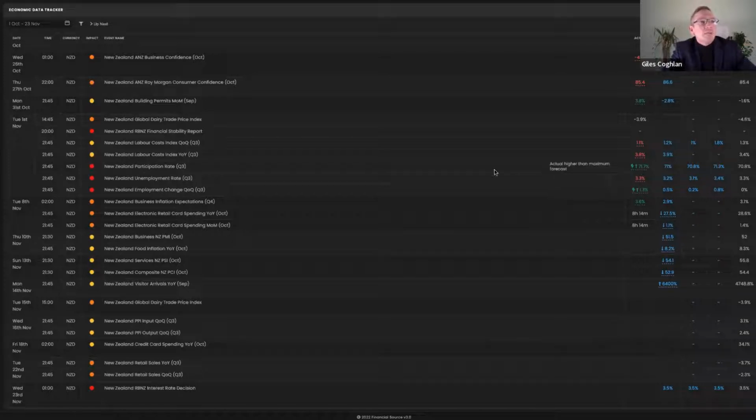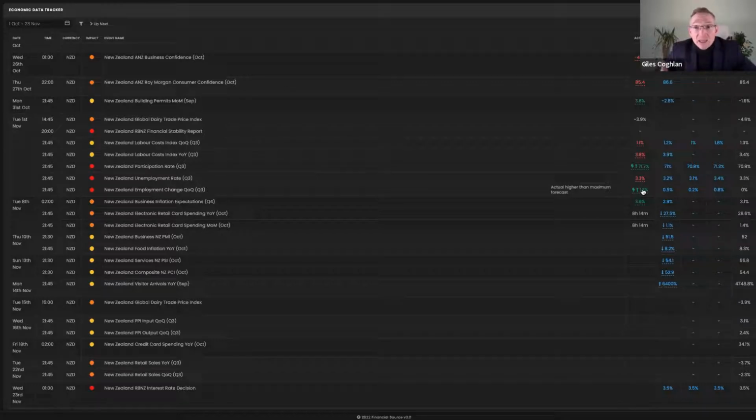We've then got the participation rate, which is higher, 71.7%, above market's maximum expectation. Great. There's a higher participant rate in the labour market. And look at the employment change. It's up 1.3%. So there's even more people entering the New Zealand job market.